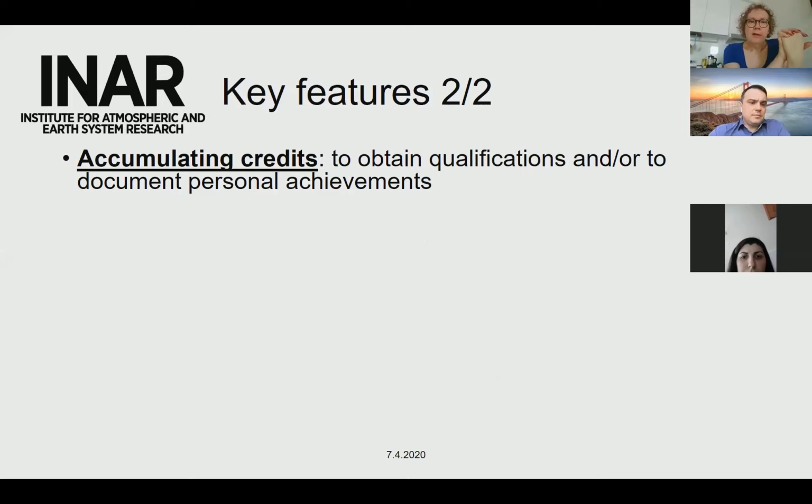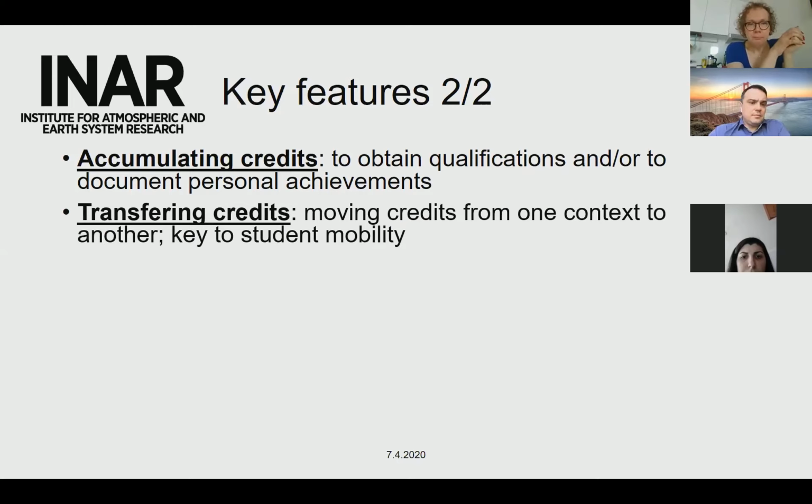Then about accumulating credits, it means that we have a degree that includes a certain number of ECTS credits, and students typically accumulate credits by taking, for example, courses and other study units, each of which have a set number of credits related to those. And when they have finished them all, they obtain a qualification like a degree, or also personal achievement. It doesn't have to be a degree. Then this is basically the starting point for the whole ECTS, the transfer of credits between institutes and also from one context to another.